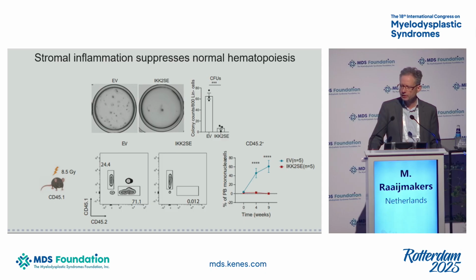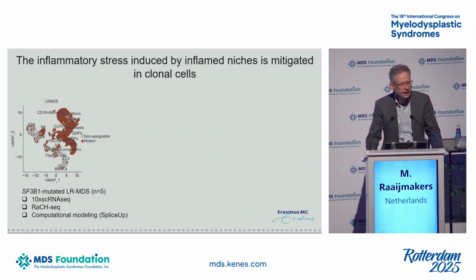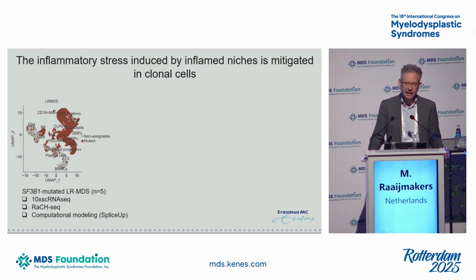Because these are non-mutated HSPCs. First, looking at the gene expression again in our single-cell data. Here we identified, within the single-cell taxonomies, mutated cells, in this case SF3B1 mutated cells, by several approaches: 10x, RAID-seq, and also computational modeling, SpliceUp. They are mostly in the HSPCs, but for example in the NK cells you can also see a mutated fraction, and this has been described before, but not in stromal cells and also largely not in T cells.